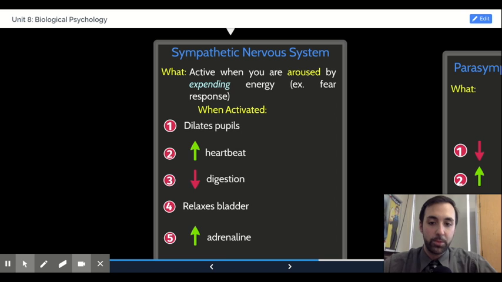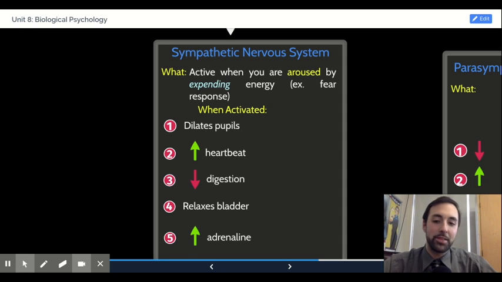Your pupils are going to dilate, which means the black part of the eyes get bigger. We'll talk more about why that happens in Unit 10 when we talk about the eyes. Your heartbeat's going to increase, get blood pumping. Your digestion is going to slow automatically. Why, you might ask? Well, digestion all of a sudden takes a back seat when a bear walks into the class.